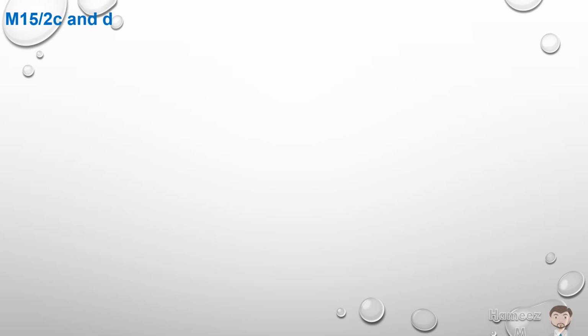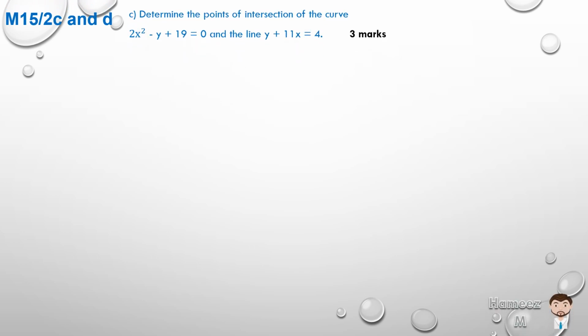May 2015, number 2C. Determine the points of intersection of the curve 2x squared minus y plus 19 is equal to 0, and the line y plus 11x is equal to 4. So 2x squared minus y plus 19 is equal to 0. Let's call that equation 1. And y plus 11x is equal to 4.